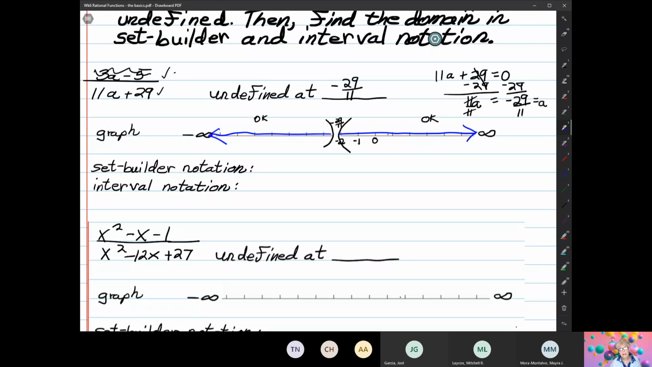Okay, that's another way to graph it. But you have just graphed the domain. That is, the domain has an empty place, a very little empty place, but an empty place right in the middle, right there, where negative 29 over 11 is. Okay, so let's look at how we would write this in set builder notation.